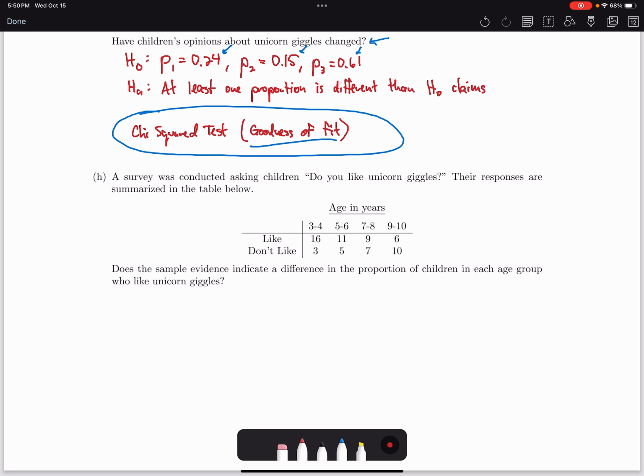And it looks like in this table, we've got their ages here, and then whether they like unicorn giggles here. Does the sample evidence indicate a difference in the proportion of children in each age group who like unicorn giggles? So once again, I'll let you pause the video, write down your hypotheses, and the app that you would use in Art of Stat to get the p-value.